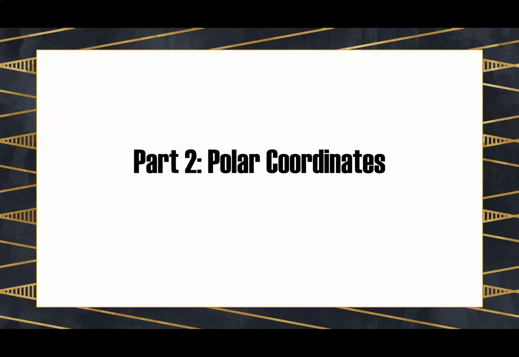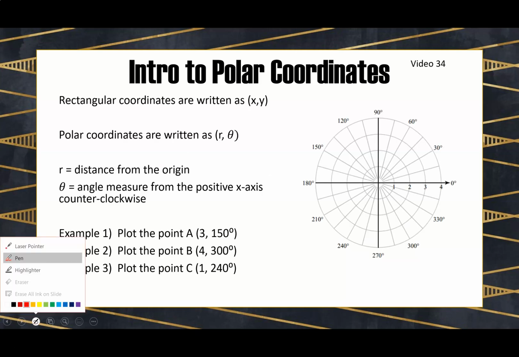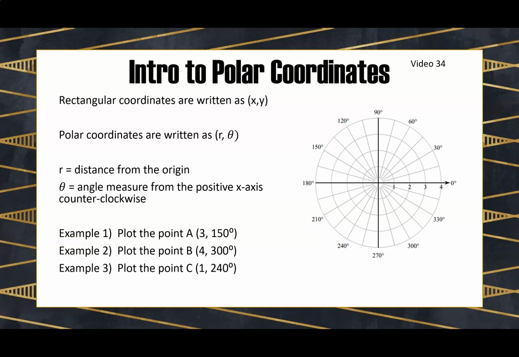So we are moving on. There are some similarities to this and the vectors, and I'll show you when we get there. But let's get started. Polar coordinates are a different way to plot points or to graph equations. We are going to be comparing it to rectangular coordinates, which we write as x, y. We know how to graph those, right?